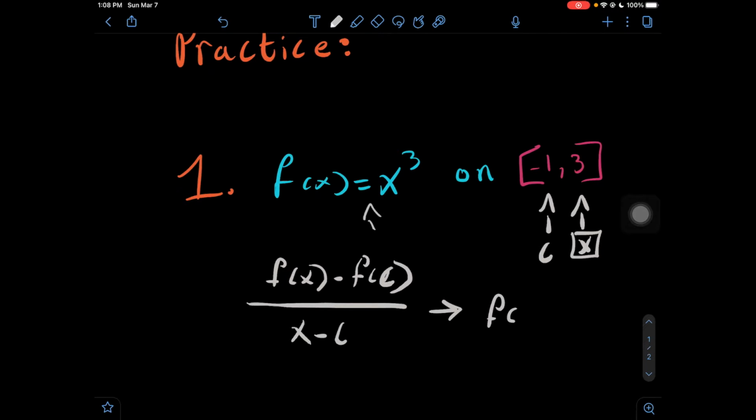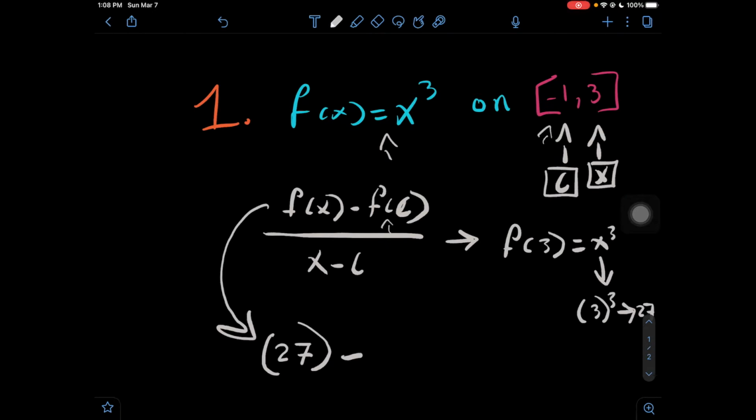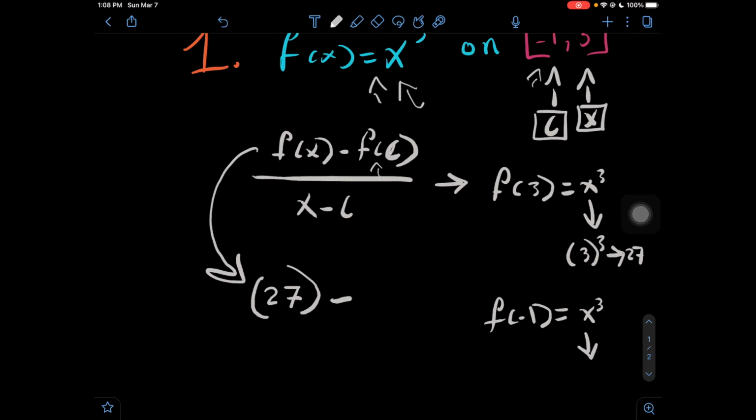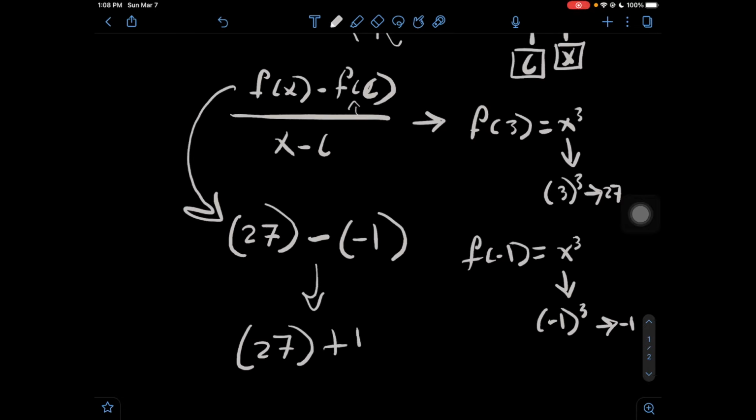So we have f(3) equals x cubed. We substitute in 3. So we get 3 cubed, and we get 27. So now we know that f(x) is 27, and we can just substitute that in, minus f(c), and f(c), our c value for x, is -1. So we substitute this -1 in as c. So then we have f(-1) equals x cubed, and then we have (-1) cubed. So we get -1 minus -1, minus is plus, so let's just rewrite that down here. So we have 27 plus 1.